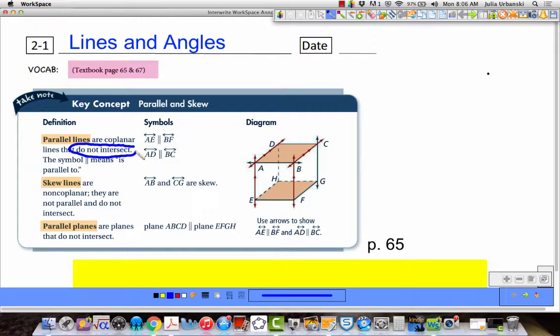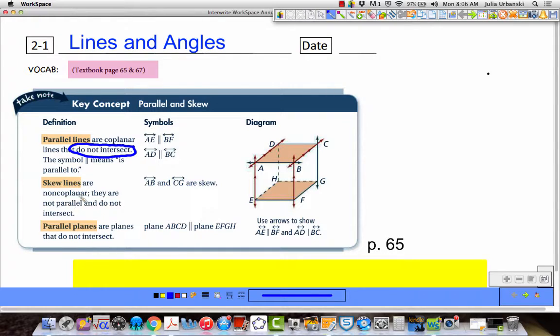I want you to not just copy down a bunch of definitions or just read them. I want you to analyze it. I want you to think, what makes these lines parallel? Well, it's the fact that they don't intersect. Like lines AE and BF, or like lines CB and DA.